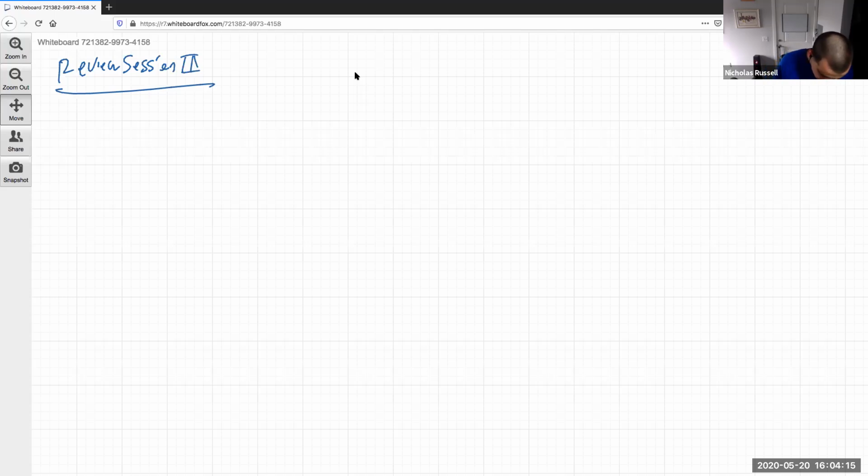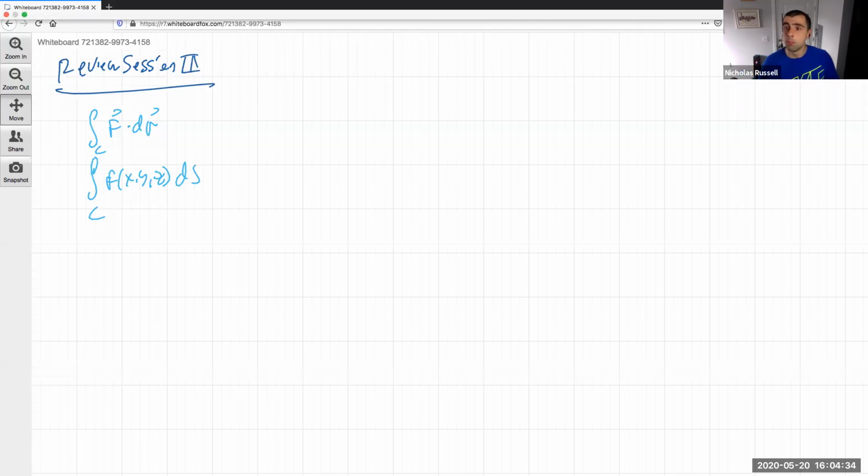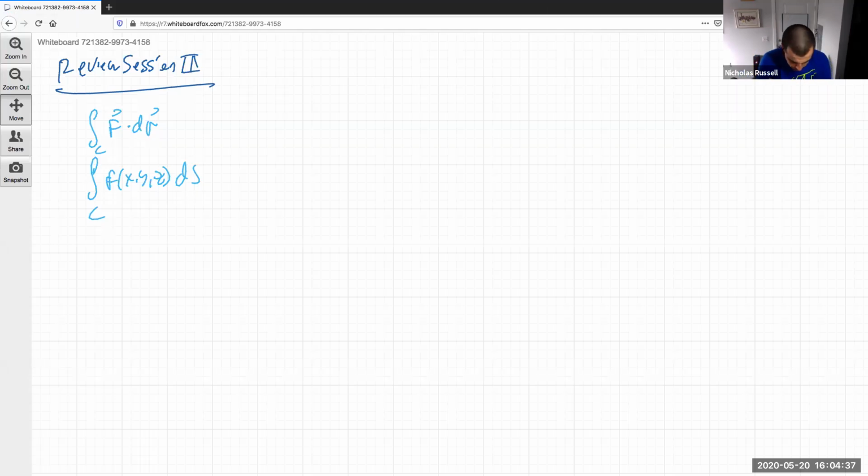So you were asking, I think that was Kayla that was asking that question, the difference between these 2 things here. Let's first talk about the differences between these 2 kinds of integrals, and work from there. So the first one here is I have a curve C, and I'm moving via a vector field. So this is a work integral.